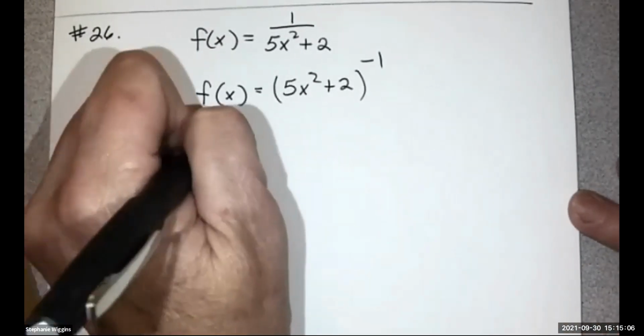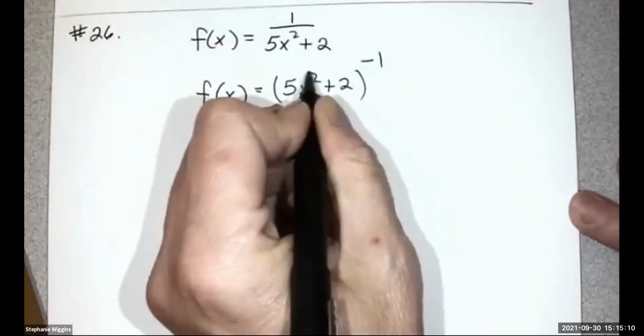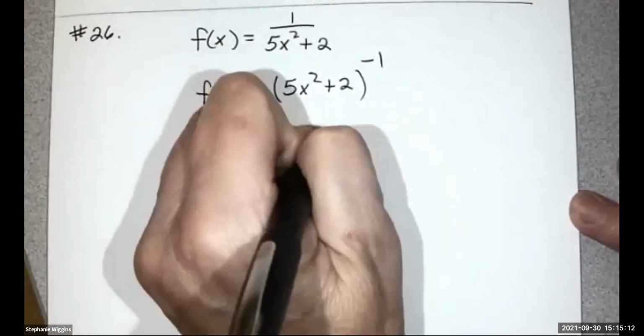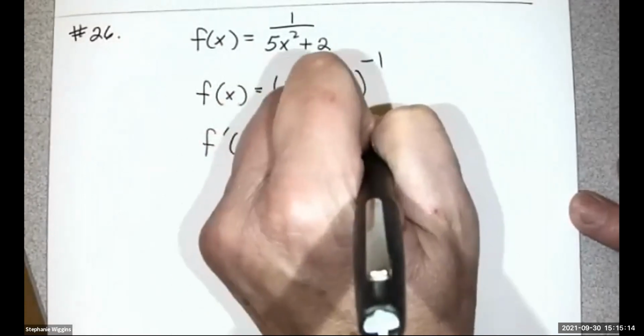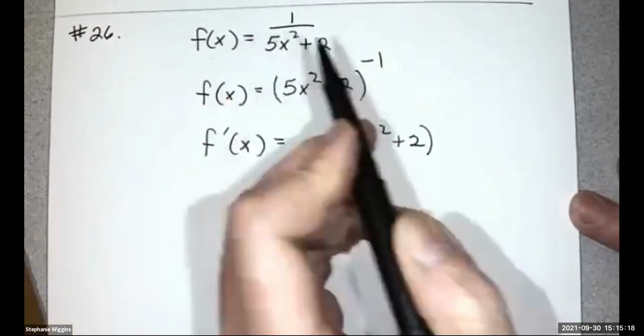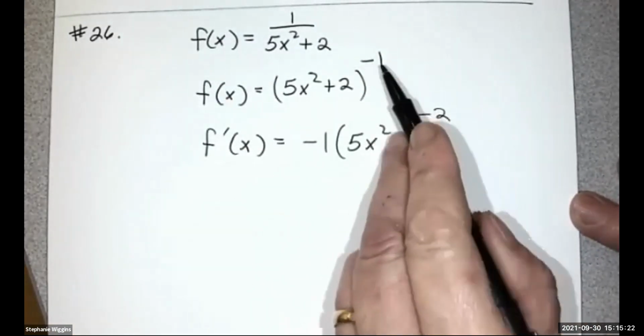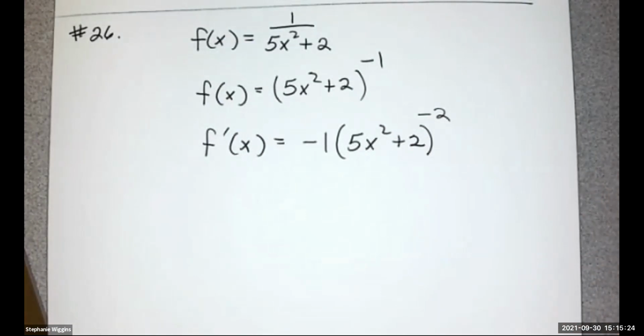So now when I take the derivative, I just apply the extended power rule because we have a function other than x here. So it becomes negative 1, 5x squared plus 2. And like I said, you subtract 1 from negative 1, you get negative 2. But like I said, the extended power rule is just another version of the chain rule.